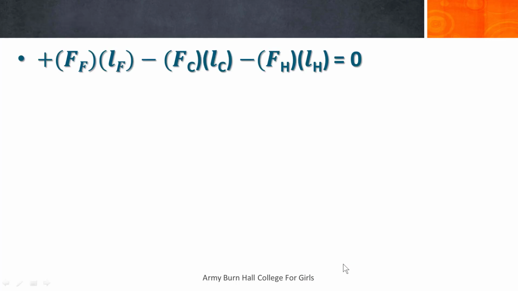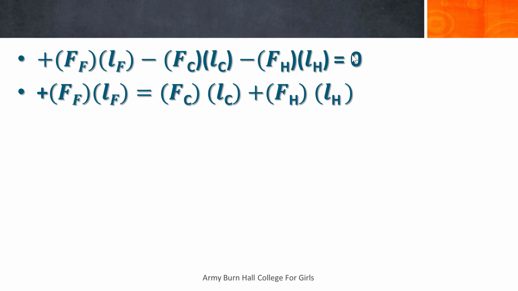So if we are having this formula, then what we will do, we will take these two parameters on the other side of equality, so they will become positive. Minus sign will be converted into positive sign when these values are taken on the other side of the equality. You can see over here Ff, Lf is equal to these two values with positive sign.